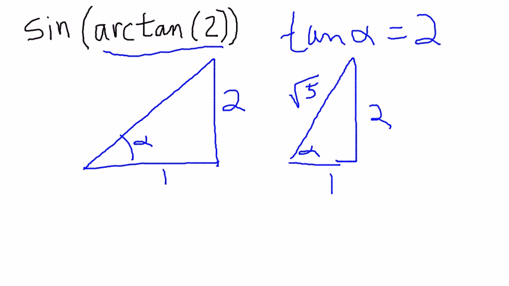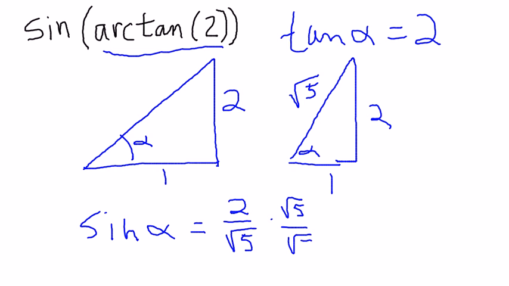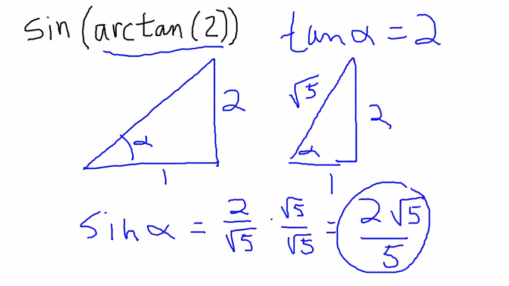And now the sine of alpha will just be the opposite over the hypotenuse. So 2 over the square root of 5. And if I rationalize that denominator, I end up with 2 root 5 over 5, and that's the answer that we wanted, and it's equivalent to the decimal that we got using the calculator method.